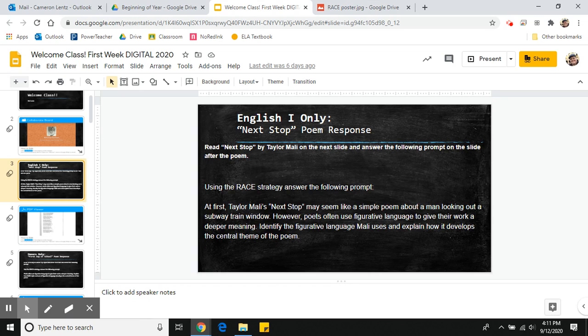And some other things that you could include, especially when you're referencing a text, you might want to reference the title and the author as well. So again, RACE strategy, restate. You are not going to restate the whole question, but you want to look for some of the important vocabulary in the prompt that you can include in your answer.